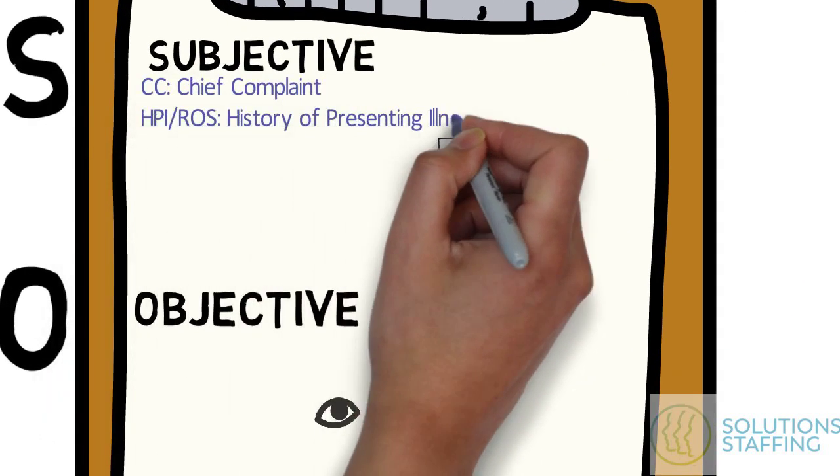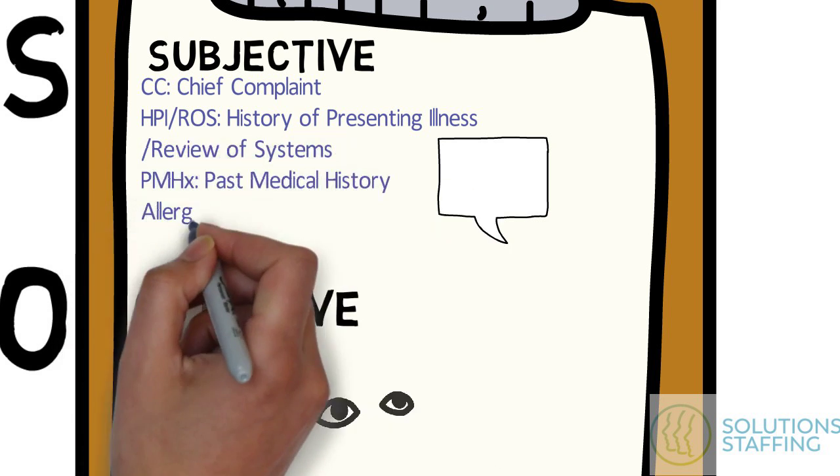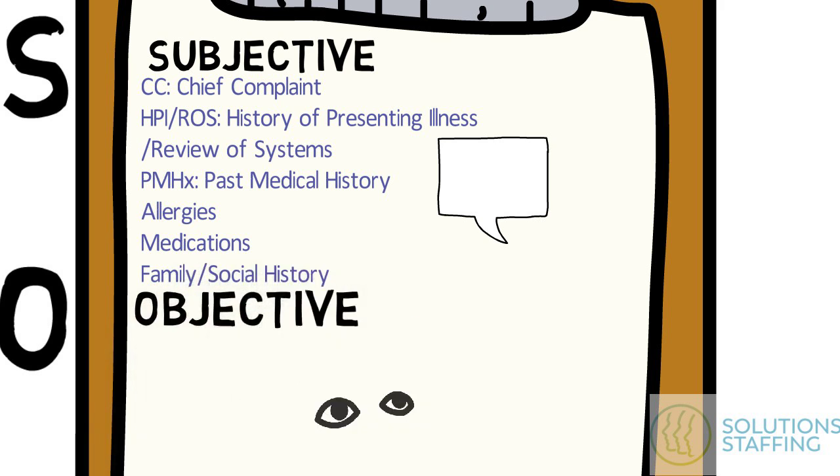The headings to include under subjective are CC, or chief complaint. This is why the patient has presented to the clinic. It's often helpful to use a direct quote from the patient here. HPI and ROS stand for History of Presenting Illness and Review of Systems. This is your symptom review.